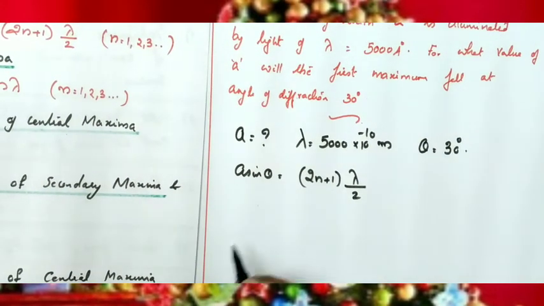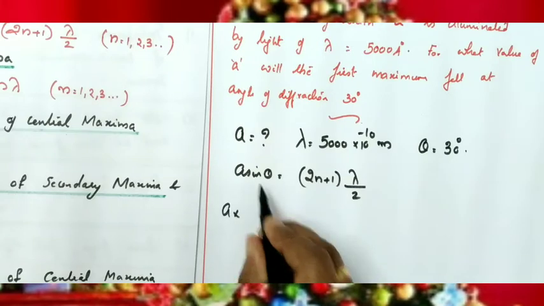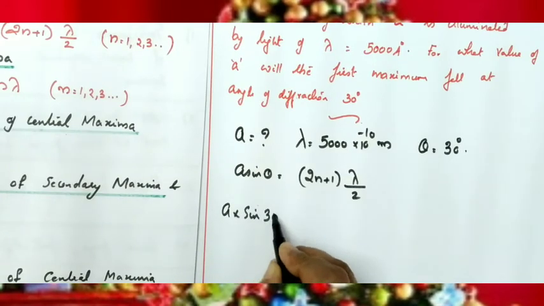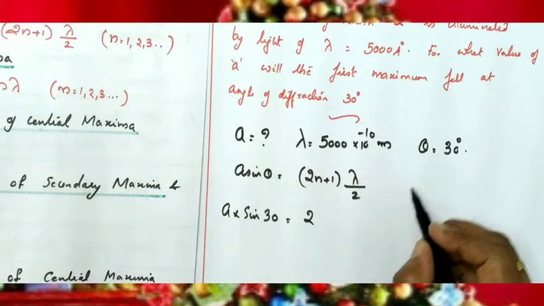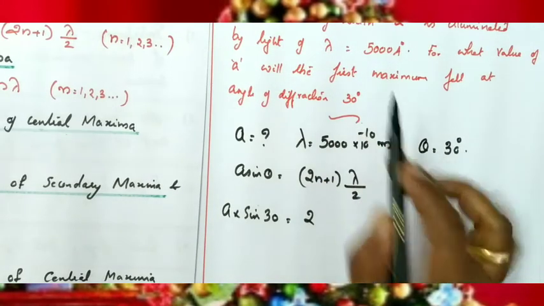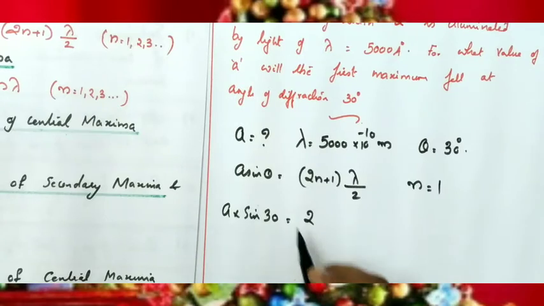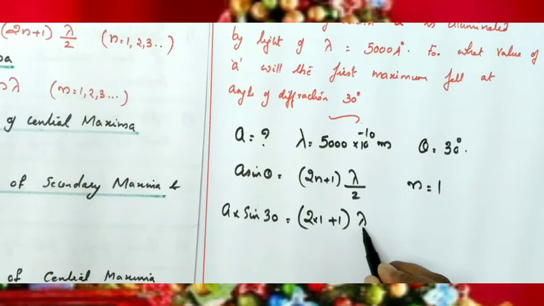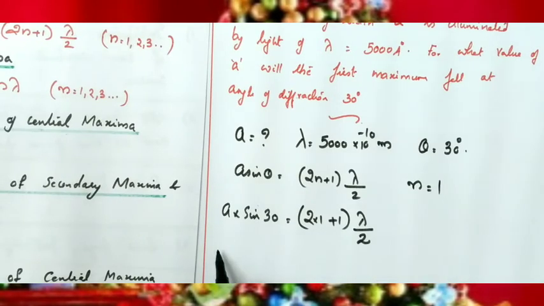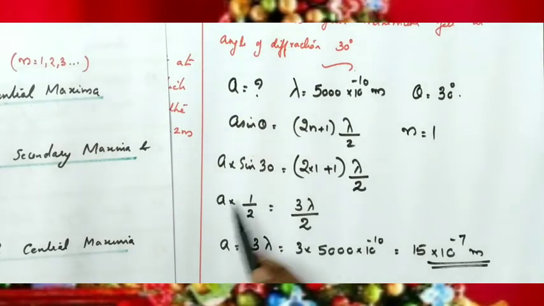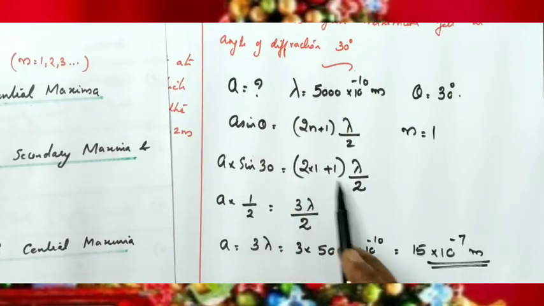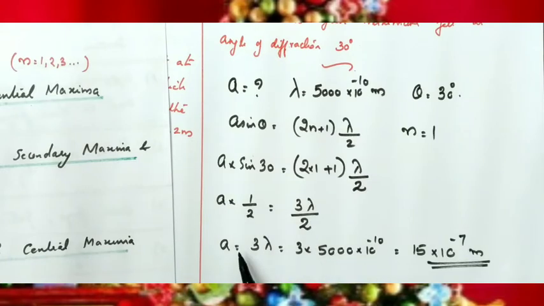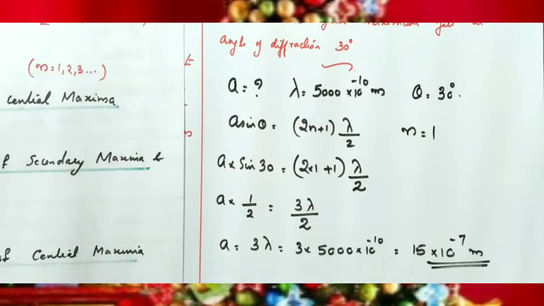Now we have to find a. We can substitute a into sin 30 degree equal to 2 into n plus 1 into lambda by 2. What is the value of n here? n is equal to 1 for the first maxima. So 2 into 1 plus 1 into lambda divided by 2. Now we can simplify. a into sin 30, which is 1 by 2, is equal to 3 lambda by 2. Then a equals 3 lambda, that is 15 into 10 raised to minus 7 meter.